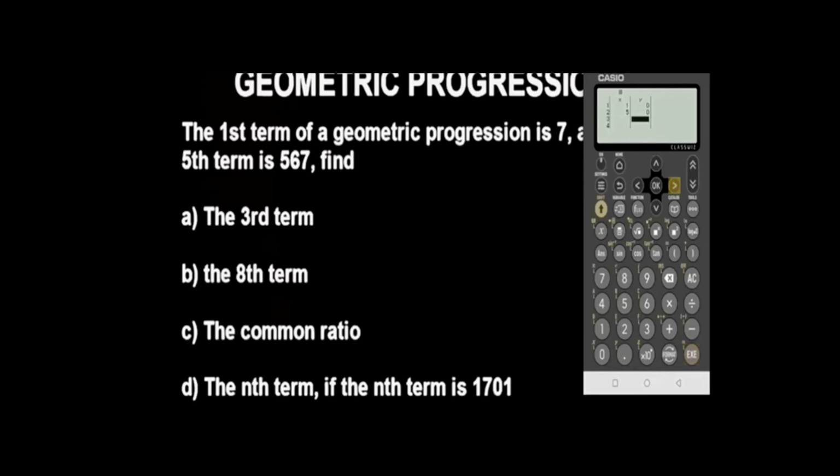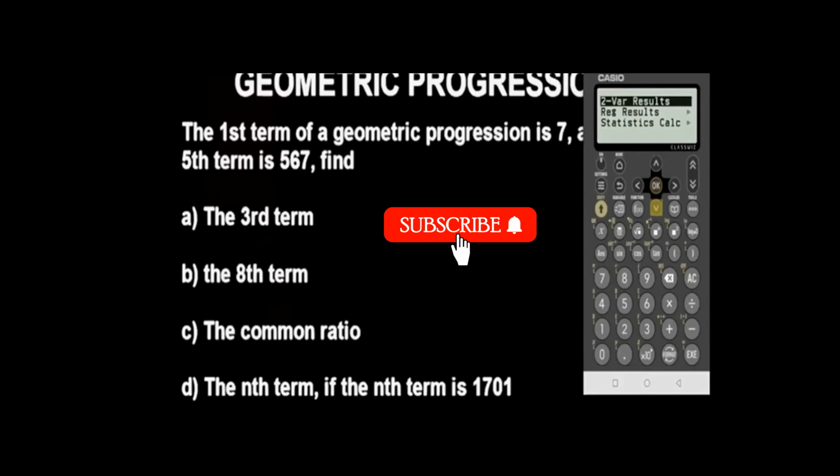Then come to the y values. The y values will be what each term is in the question. So the first term is 7 and the fifth term is 567. Alright, note that as I'm inputting the values, they are being stored on the calculator automatically. So we are good to go. Next thing to do after inputting the values is to press this OK button. Then come to statistics calculations.